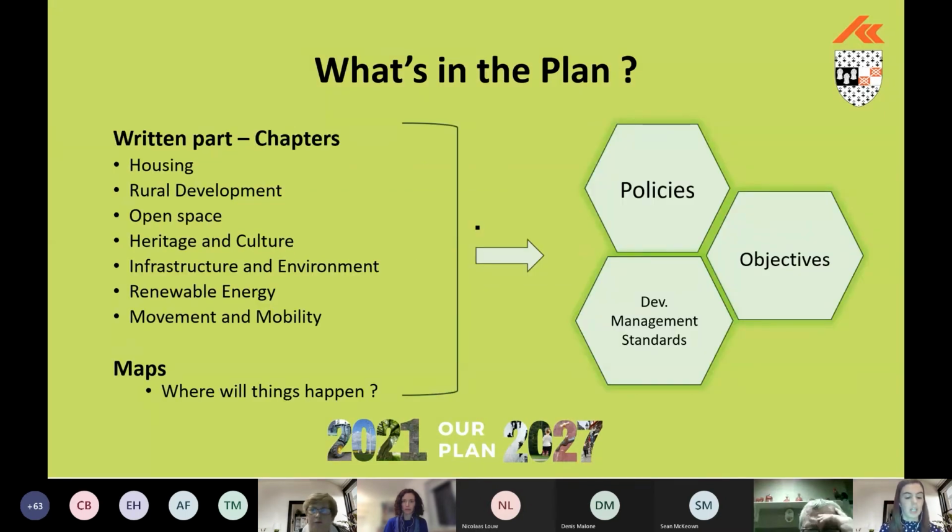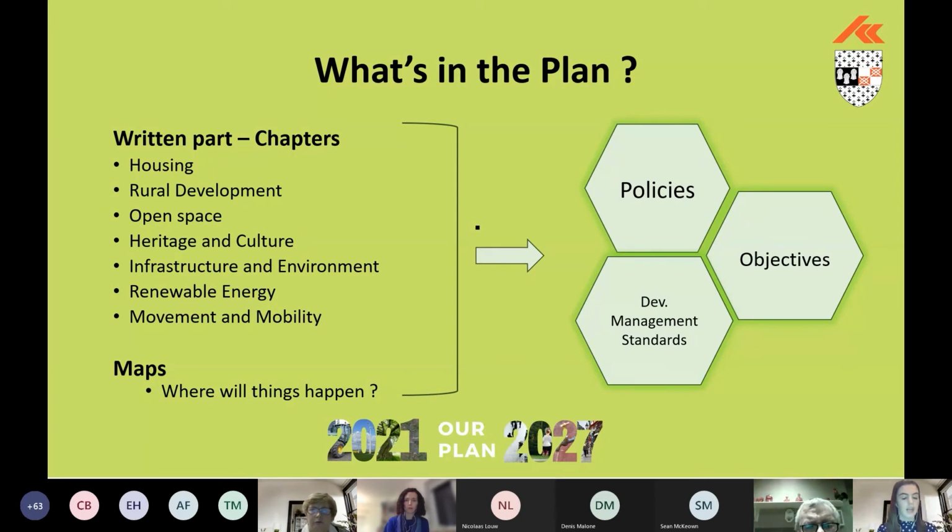So I've touched on the main themes, but just to give you an overview of the plan structure, the two volumes are made up of chapters and maps. Within each chapter, there are policies, objectives and development management standards. Policies are a statement of the council's intent and they make up the bulk of the plan text. Objectives are picked out and these are specific attainable deliverables that the council are now committed to if they make their way to the adopted plan.